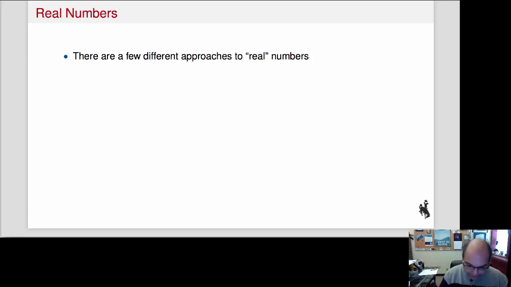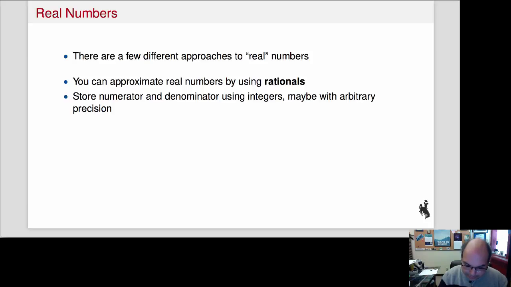How about the real numbers? Well, there's a couple of things you can do. One of the things you can do is approximate the real numbers with rationals. Remember that there's a rational number that's very, very close to any real number that you pick. So for example, let's pick pi, my favorite irrational number. Well, it's actually really close to 22 over 7. And 22 over 7 was used as an approximation to pi for centuries. So we could just do that. We can approximate any real number with a rational number.